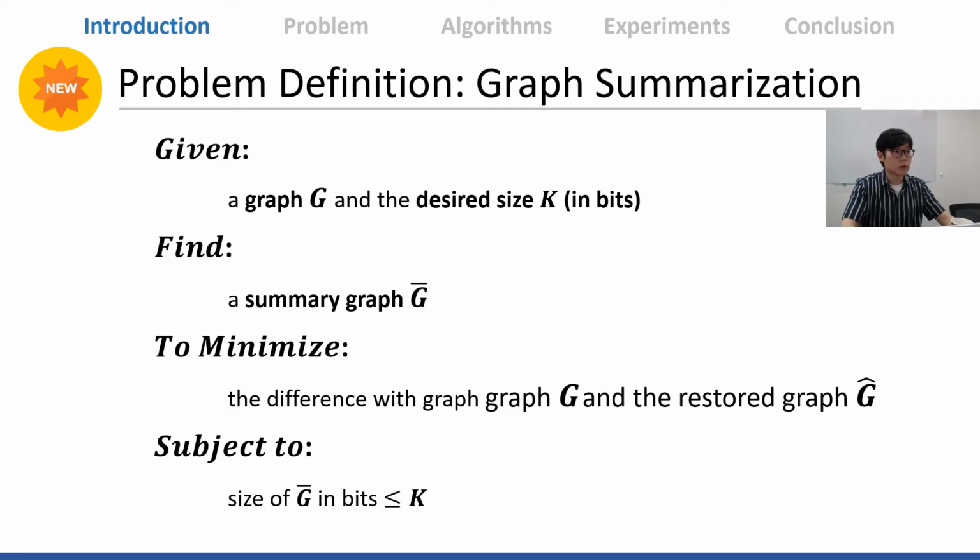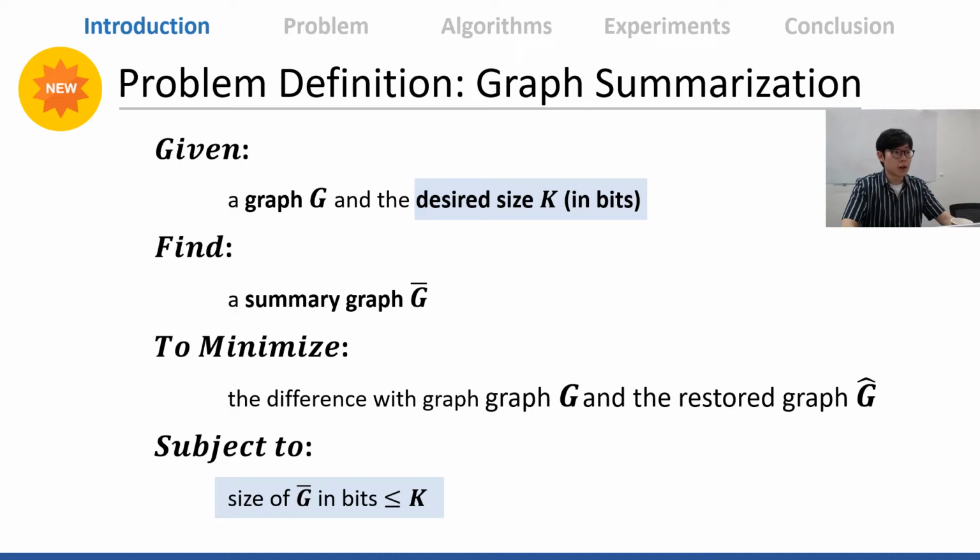In this work, we consider a new practical problem. Different from the existing graph summarization problem, where the number of nodes in a summary graph is constrained, we constrain the size in bits of a summary graph. By constraining the size in bits, we can easily make summary graphs tightly fit in target storage. Given a graph G and the desired size K in bits, our goal is to find a summary graph G bar whose size in bits is less than K so that it minimizes the difference between the graph G and the restored graph G hat from the summary graph G bar.